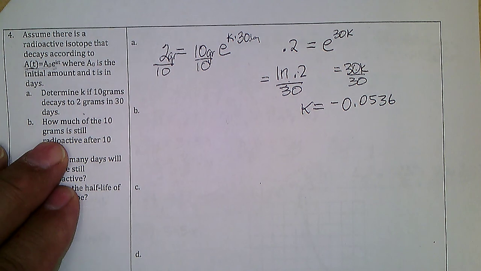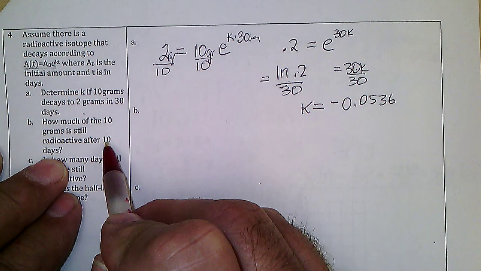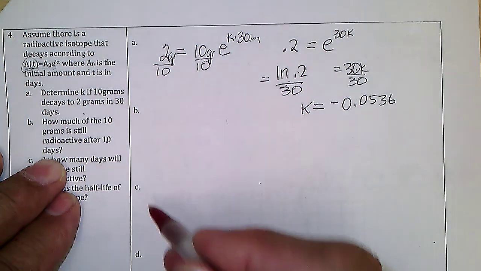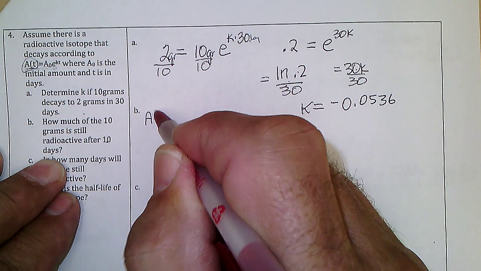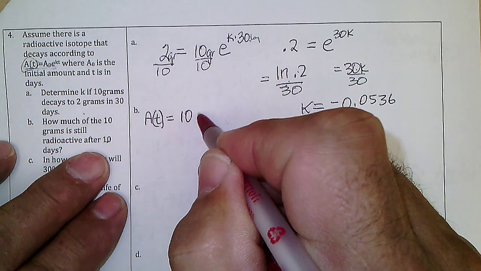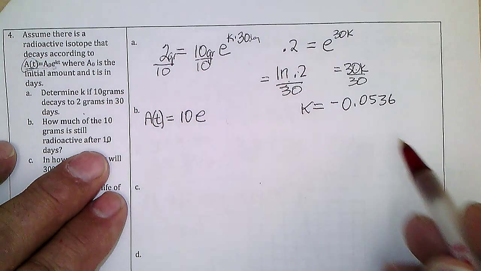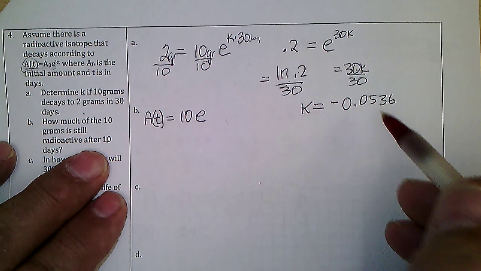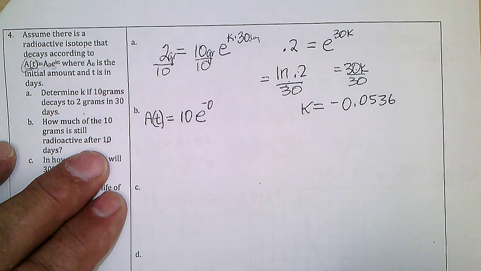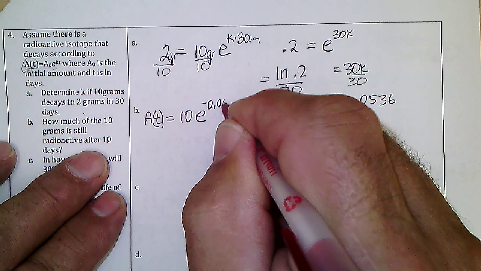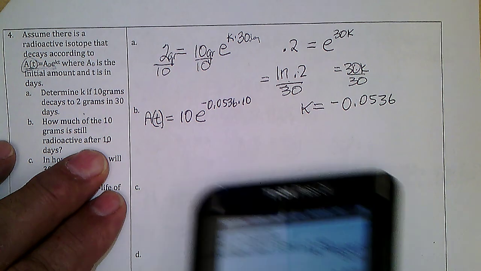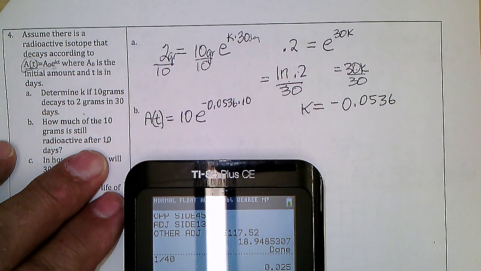How much of the 10 grams is still radioactive after 10 days? So the amount left is what we're trying to find, and it's going to be equal to 10 e to the k times t. We're talking about the same radioactive stuff, so the k is the same, so we're going to use negative 0.0536 times 10. So that's just type it into the calculator.